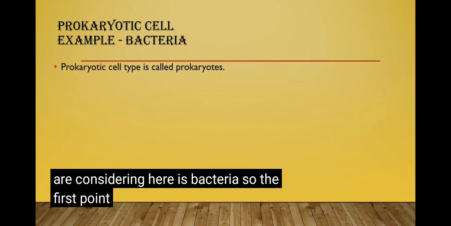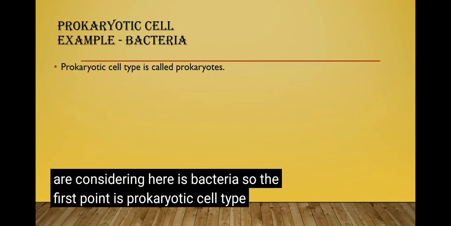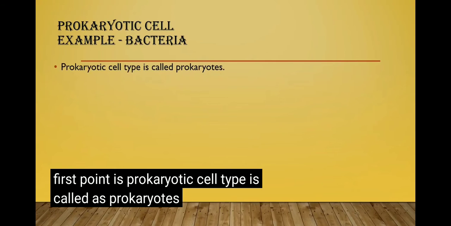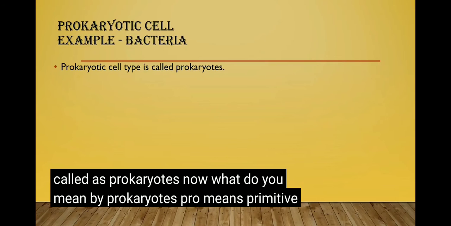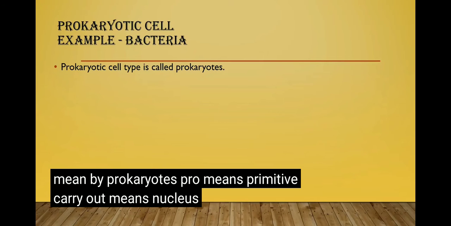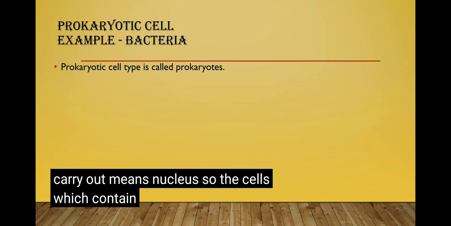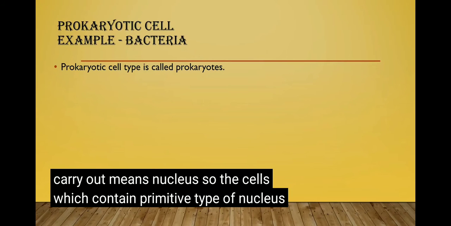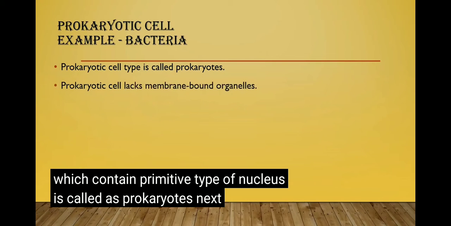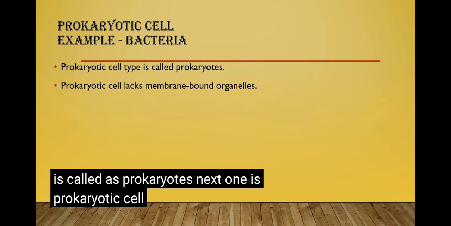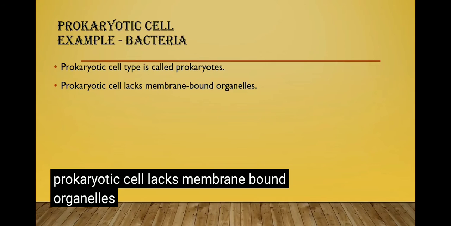So the first point is prokaryotic cell type is called as prokaryotes. Now what do you mean by prokaryotes? Pro means primitive, karyot means nucleus. So the cells which contain primitive type of nucleus is called as prokaryotes. Next one is prokaryotic cell lacks membrane bound organelles.